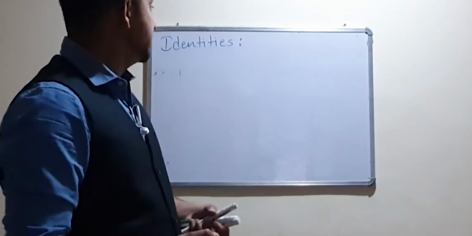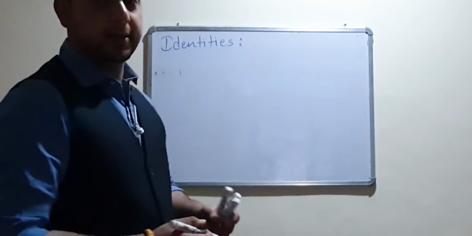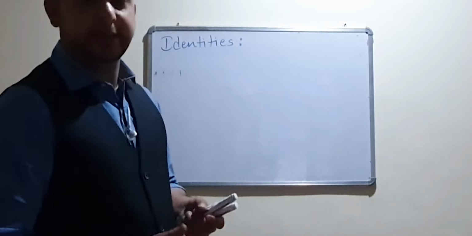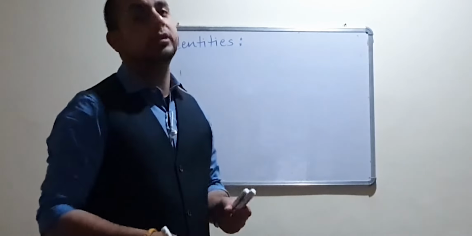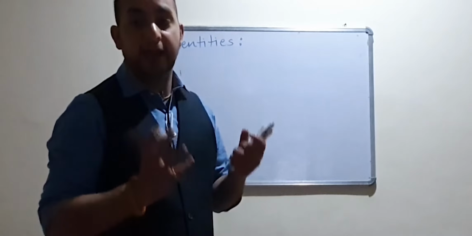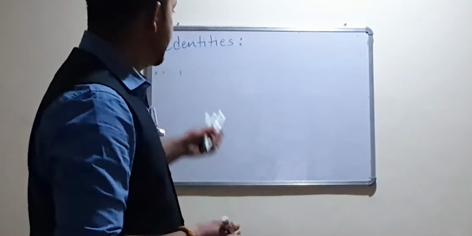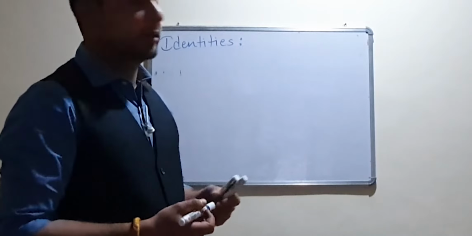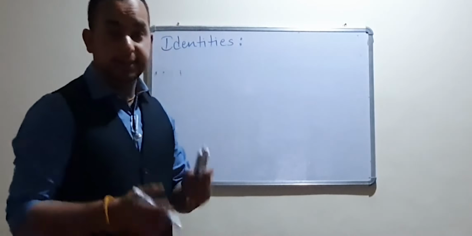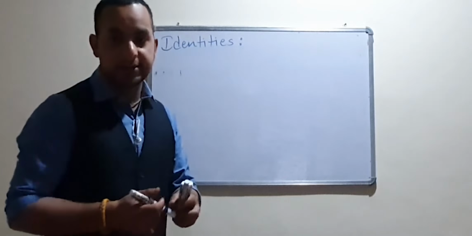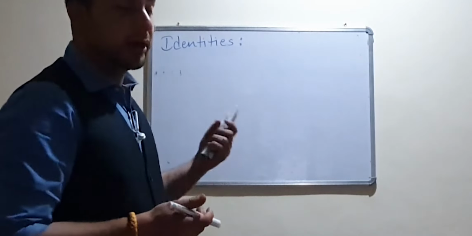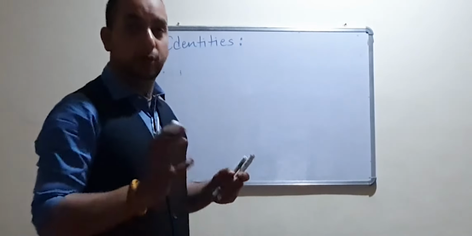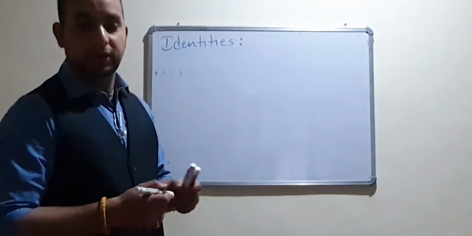Good evening, everyone. Now, this is the last topic of this chapter, that is identities of algebraic expression. And these identities take a very important role in this algebraic expression. We have four formulas and you have to mark it up, and on the basis of those formulas you are going to solve the questions.